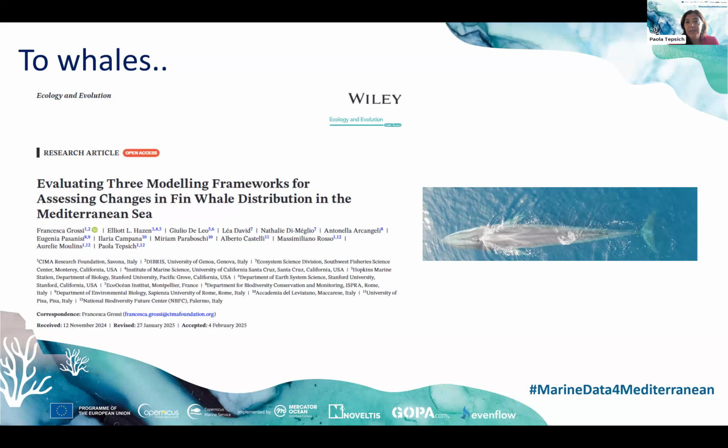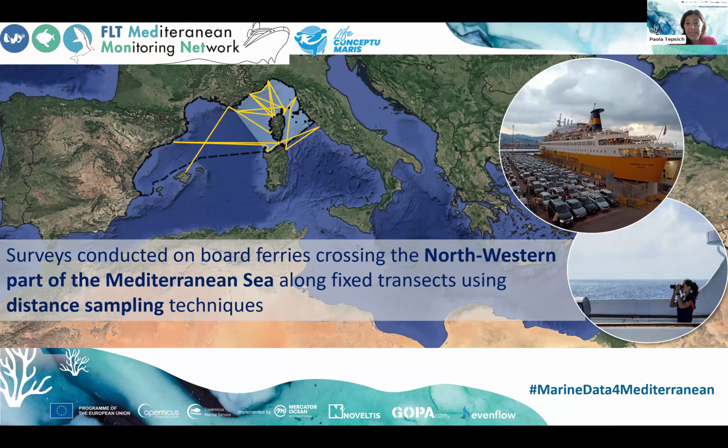Then, once having almost understood and described the effect on the phytoplankton, we try to use the same data set also to understand and map the distribution of the fin whale. This is another chapter of Francesca's thesis, and you can see the paper where you can find more information. And this analysis starts from data collected on board of ferries, which have been used as platform to collect data on the presence of the fin whale in the northwestern Mediterranean Sea.